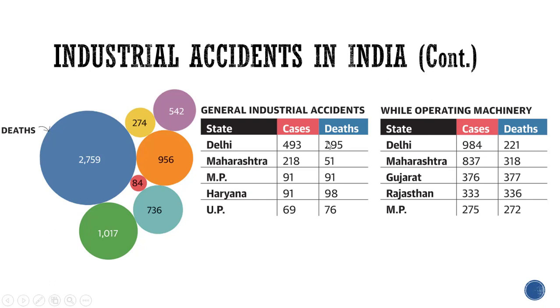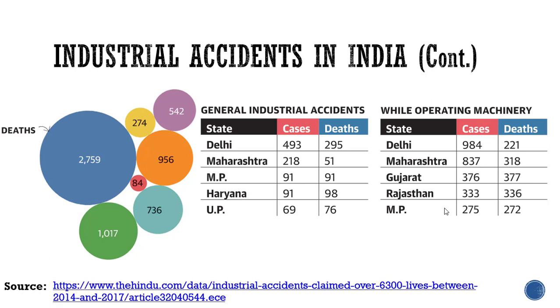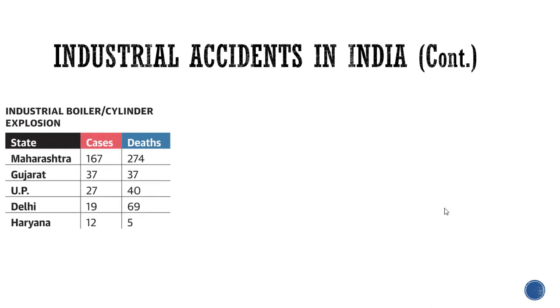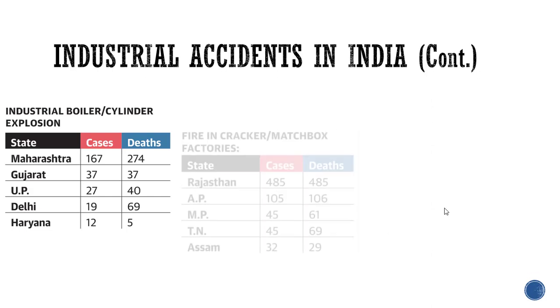Okay, so that is general industrial accidents, and what you see here are accidents which happen while workers are using machineries. Here also a similar trend happens. The only thing is that Rajasthan came in and Haryana was out in this study. This source also I referred from The Hindu article. And the next thing is we are going to consider boiler accidents. There, Maharashtra reported the most cases, followed by Gujarat, Uttar Pradesh, Delhi, and Haryana.